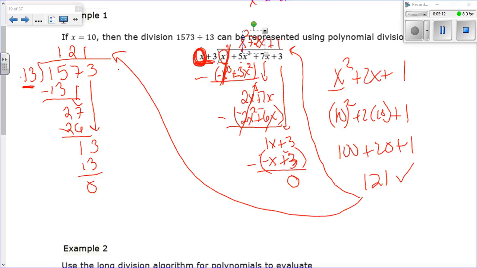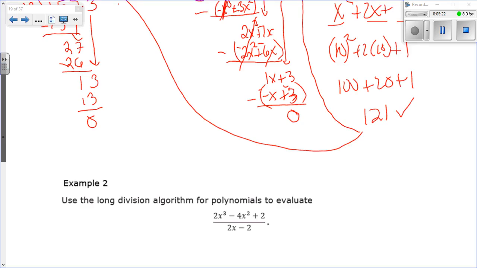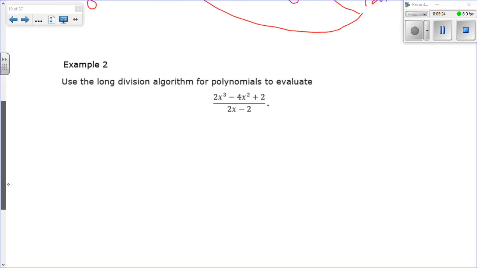My x squared is representing my hundreds place, my x is representing my tens place, and 1 is representing my units place. And that's just a quick check, that's all.